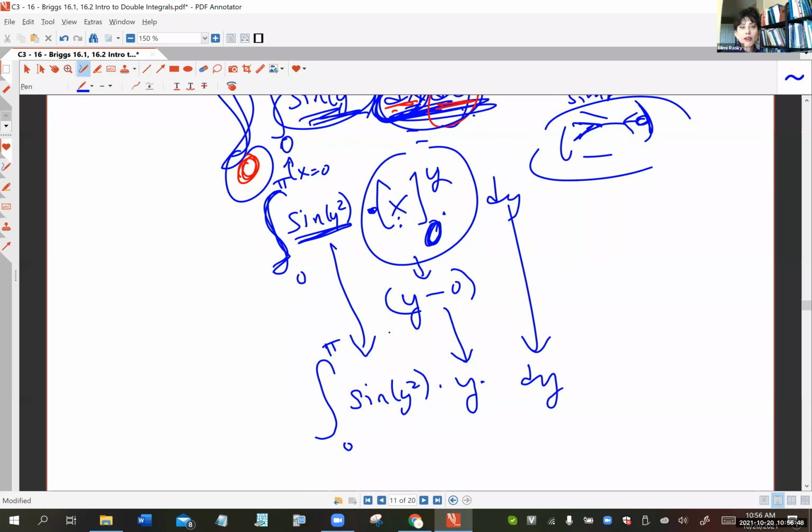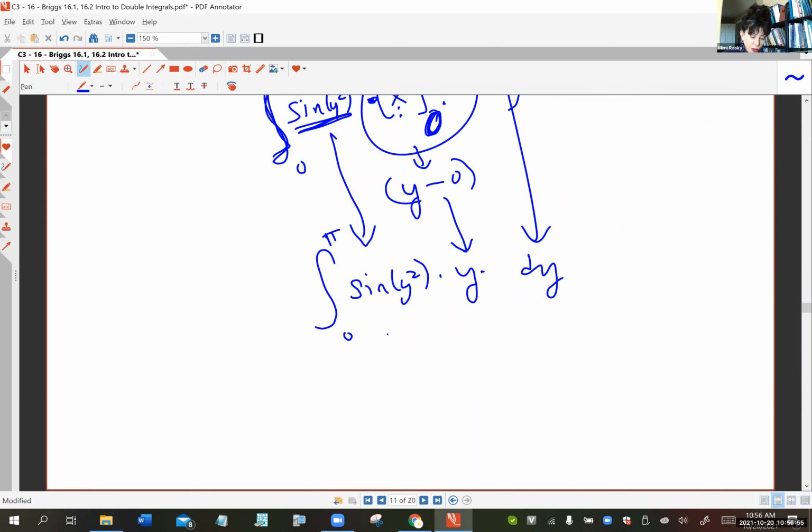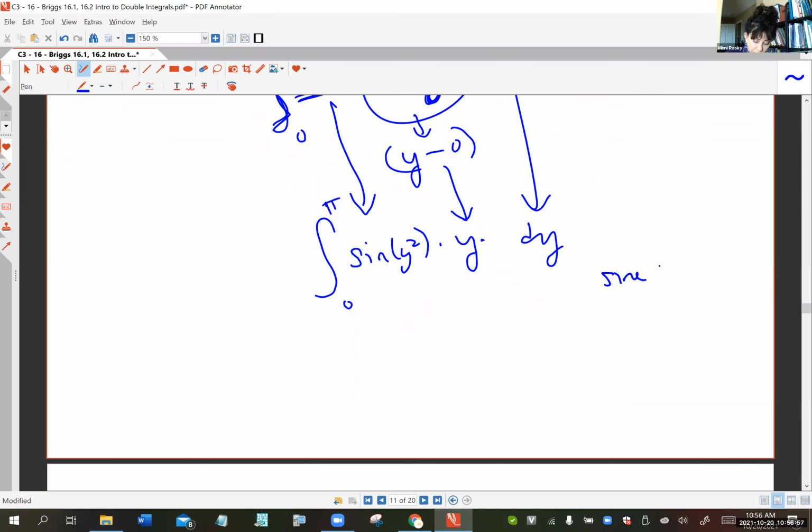Now, this is just a calculus 1 problem. So, if you're good at calc 1 with u sub, we're going to use the sine rule. Let me just remind you what the sine rule says when you're using u sub: sine of u du is equal to negative cosine u.